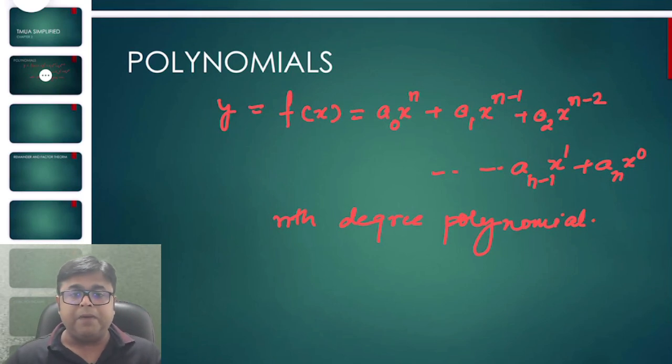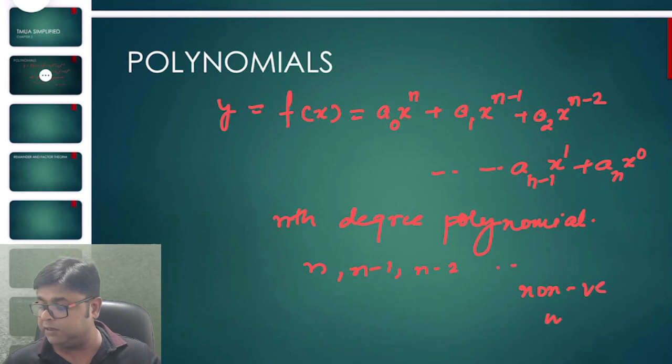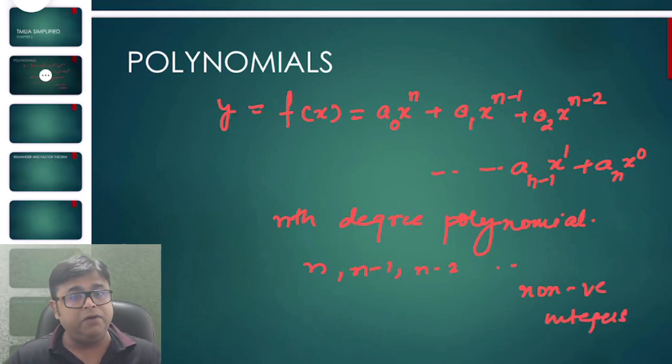Now the powers n, n minus 1, n minus 2 and so on, they are strictly non-negative integers. They cannot be decimals or fractions, and cannot be negative, for it to be a polynomial. So for a polynomial, the powers of the variable x have to be non-negative integers. And what are a0, a1, a2? These are constants, real constants. So this is how we express a polynomial.